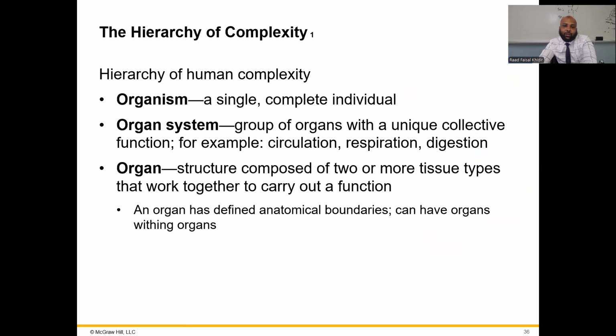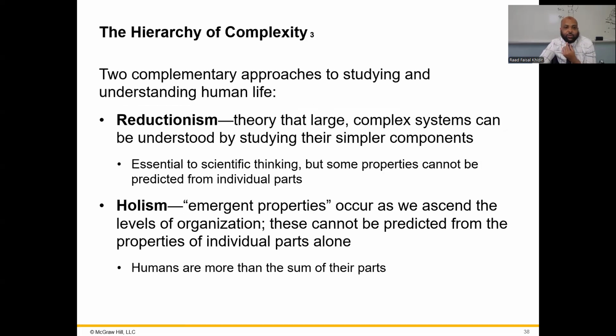The hierarchy of human complexity. The organism is a single, complete individual. The organ system is a group of organs with a unique collective function, for example, circulation, respiration, and digestion. The organ is a structure composed of two or more tissue types that work together to carry out a function. We talked about that. We talked about reductionism.